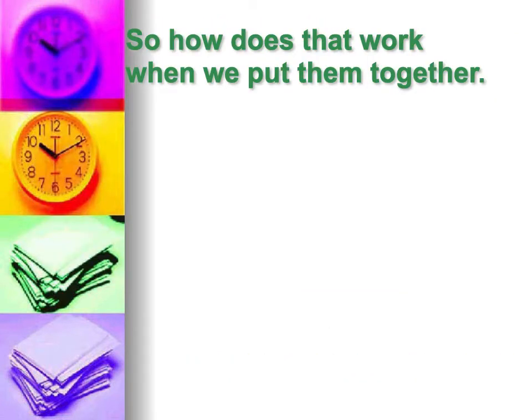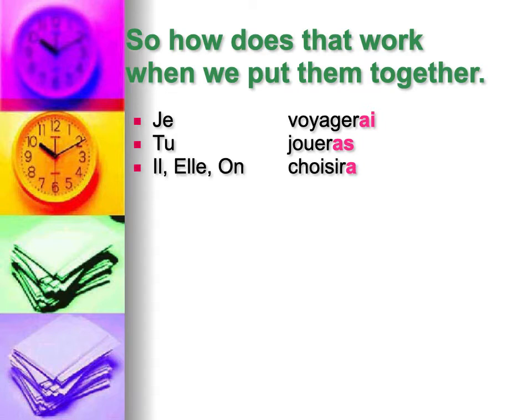Okay, so how does this work when we put these two parts together? Okay, so if I am conjugating voyager for je, I'll have to add an ai to it. So I will get je voyagerai. Okay, if I'm conjugating jouer for tu, I have to put the as on there, and I will get tu joueras. If I'm conjugating choisir for il, elle, or on, I'll have to add that a, and I will get il choisira.